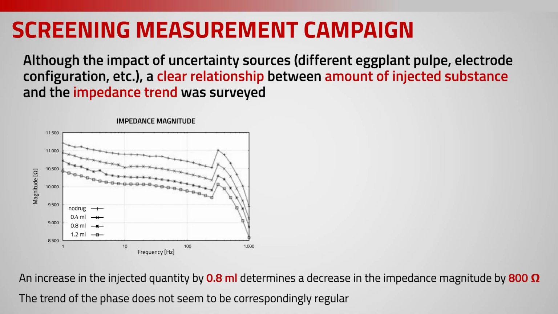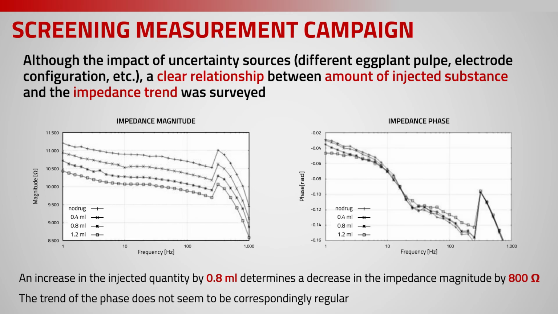In the above experimental condition, a linear relationship between the amount of injected substance and the impedance spectrum was surveyed. In particular, the typical Bode diagrams in the figure on the left highlight an increase in the injected amount of the drug, determining a related progressive decrease in the impedance magnitude, whilst the trend on the phase on the right seems to be not so regular.